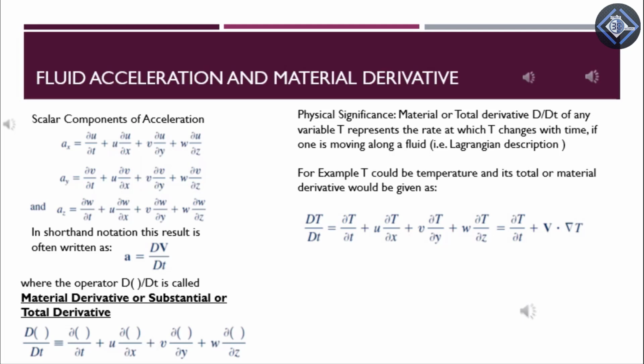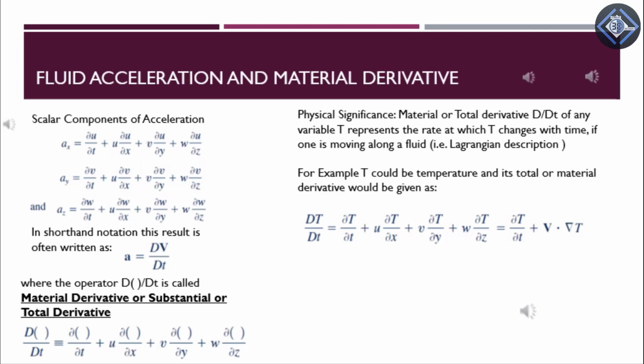In this expression for total derivative, the total derivative of a vector quantity will be a vector quantity, and the total derivative of a scalar quantity will be a scalar quantity. As we saw in the case of acceleration, dv over dt, which was acceleration, came out to be a vector quantity, and we had three components of acceleration: ax, ay, and az.